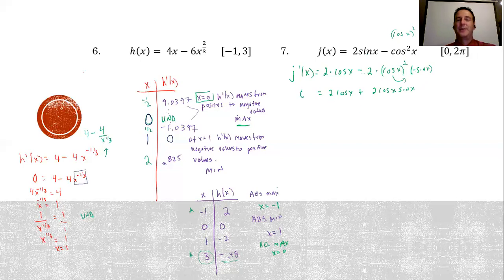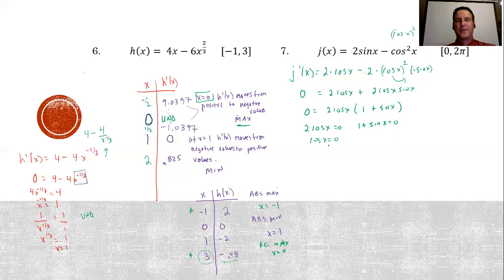And then we'll set it equal to 0, which means you will have to factor. So this will be 2 cosine x, and then this gives you 1 plus the sine of x. And you will set each one equal to 0. Okay, and so divide by 2.